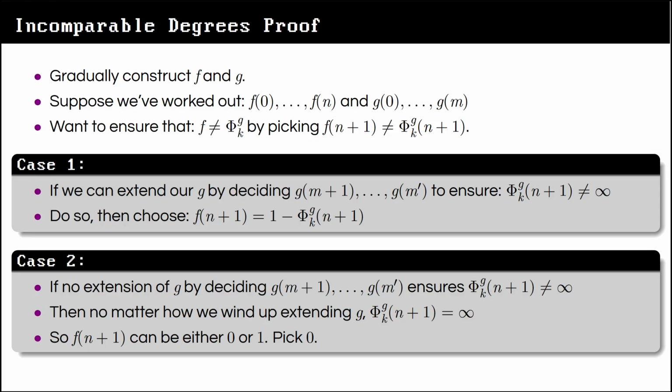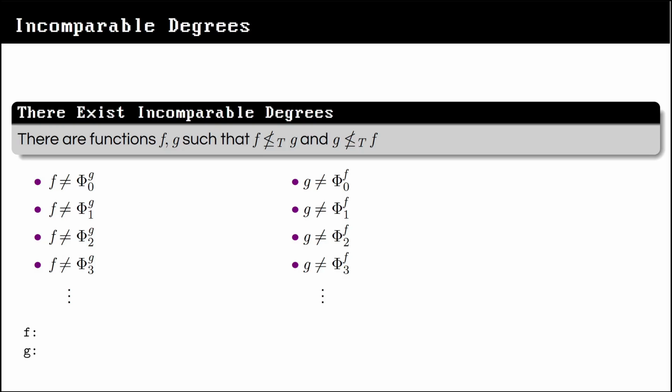So we can pick f of n plus 1 to be either 0 or 1, and it will disagree with the program because the program doesn't return anything. Let's pick 0 just so that we're not making anything more complicated than necessary. So that's the proof. We're just going back and forth between these conditions, slowly working out more and more values of the functions f and g, so that in the limit, we've worked out all of the values of f and g and ensured all of these conditions hold, thus producing two functions, neither of which compute each other.